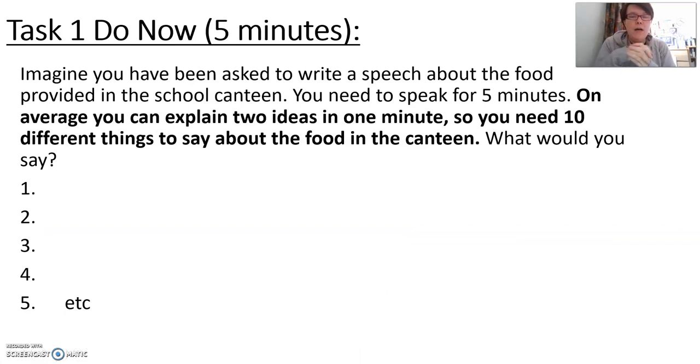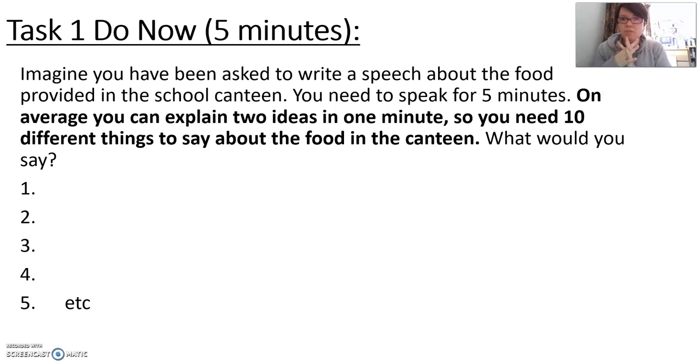Okay, so our do now task is one to get you thinking about how many different ideas you need to generate for a speech. You will need to be speaking continuously on your topic for 5 minutes, and that's a really long period of time. And so you're going to need to have a lot to say about your topic. So the do now task is this.